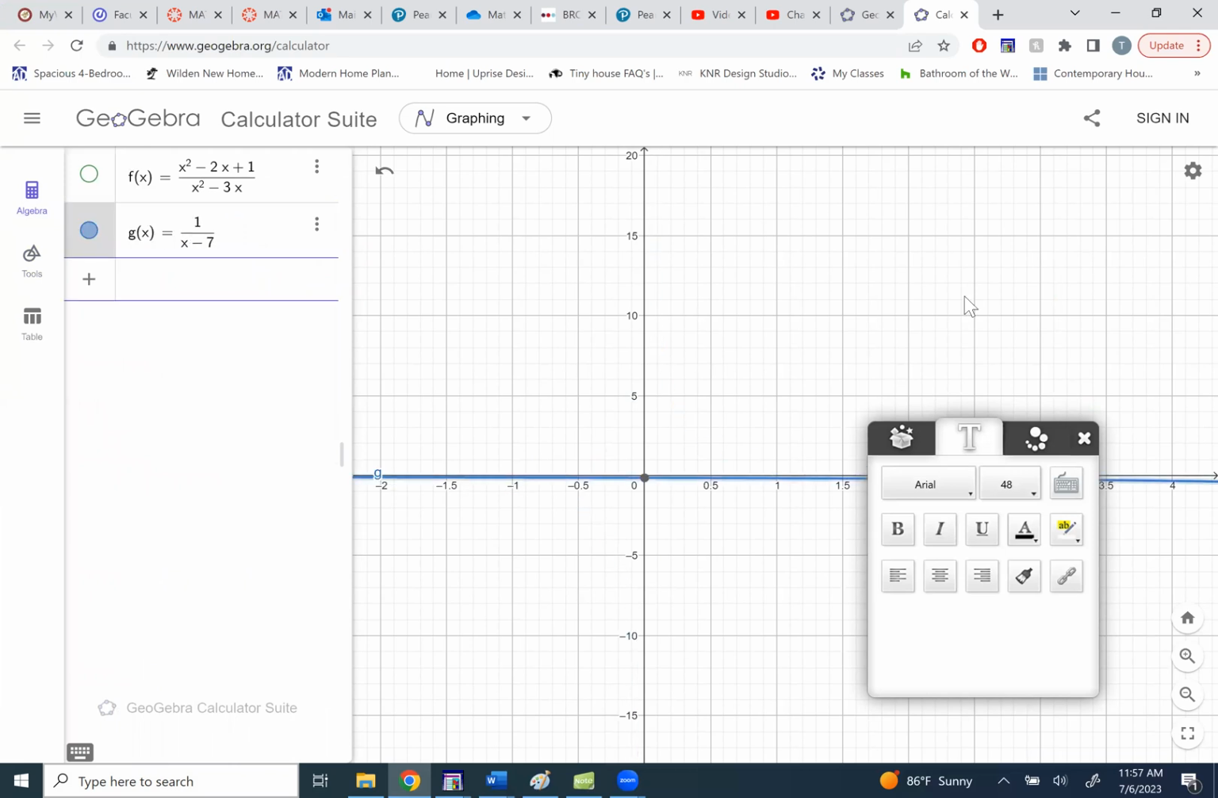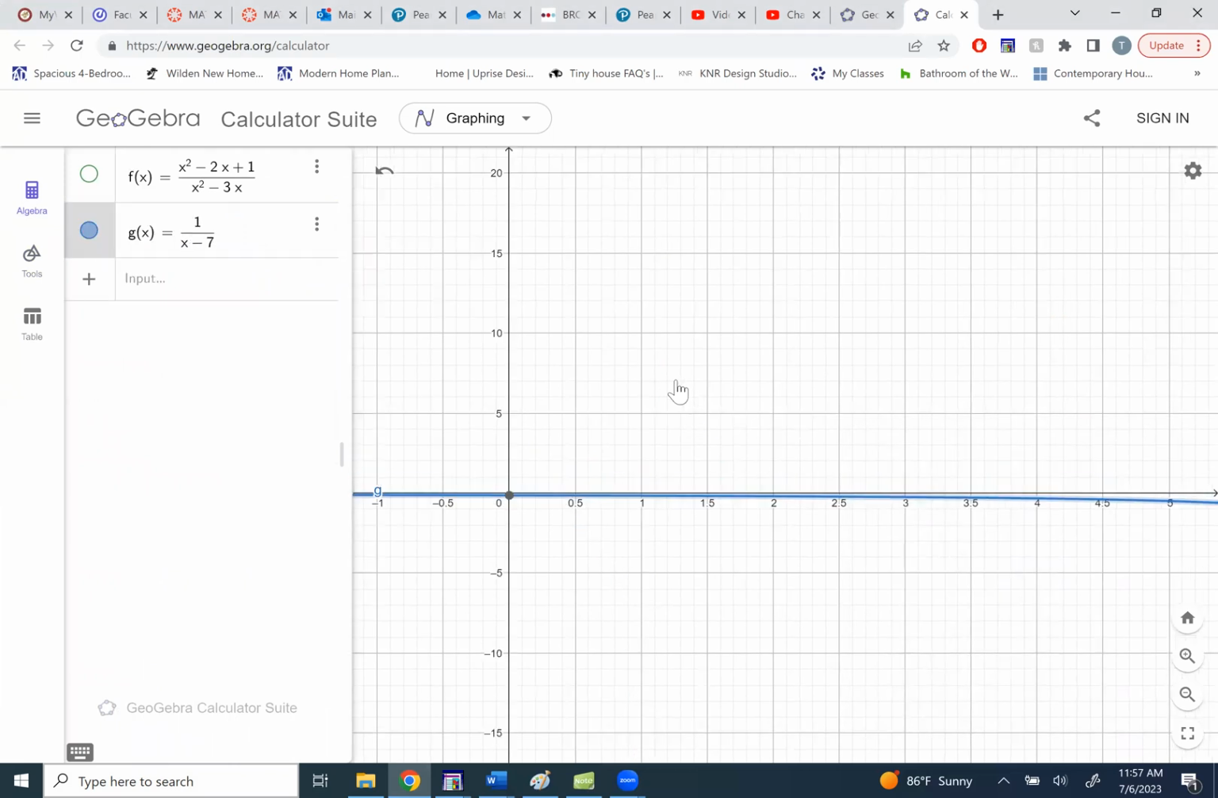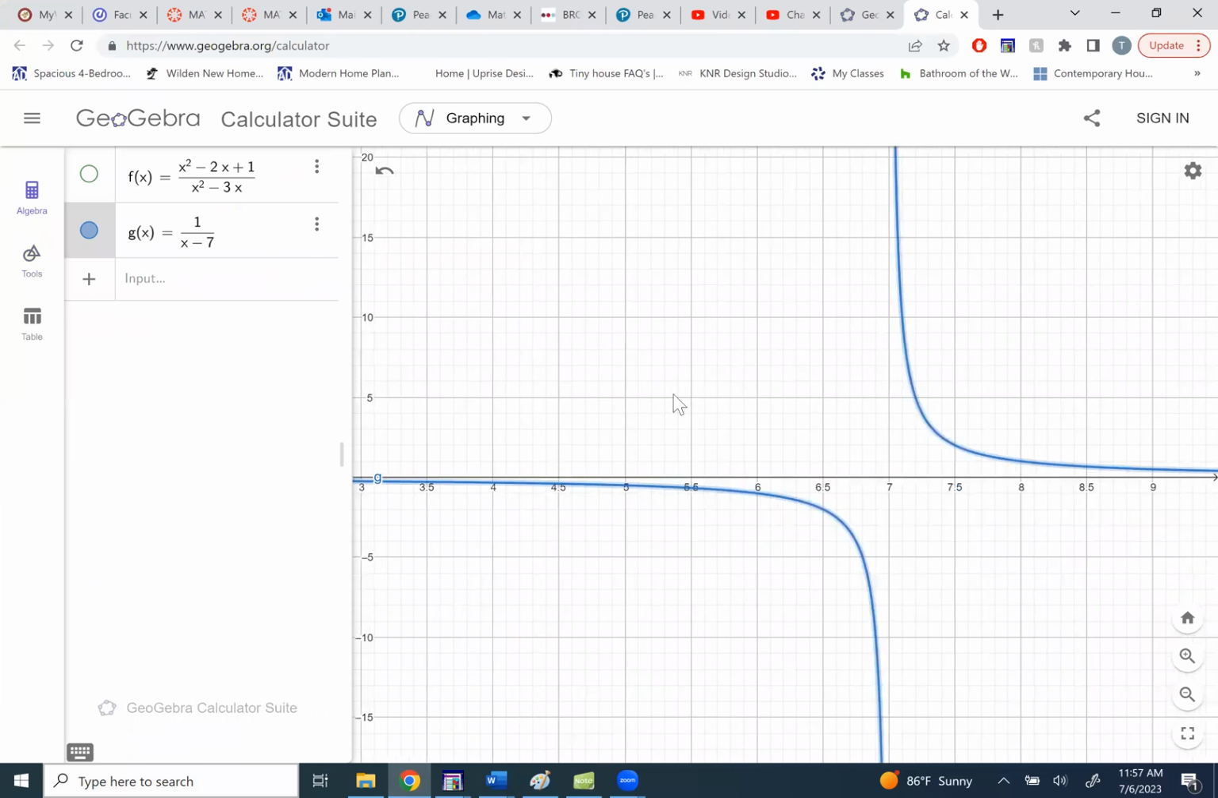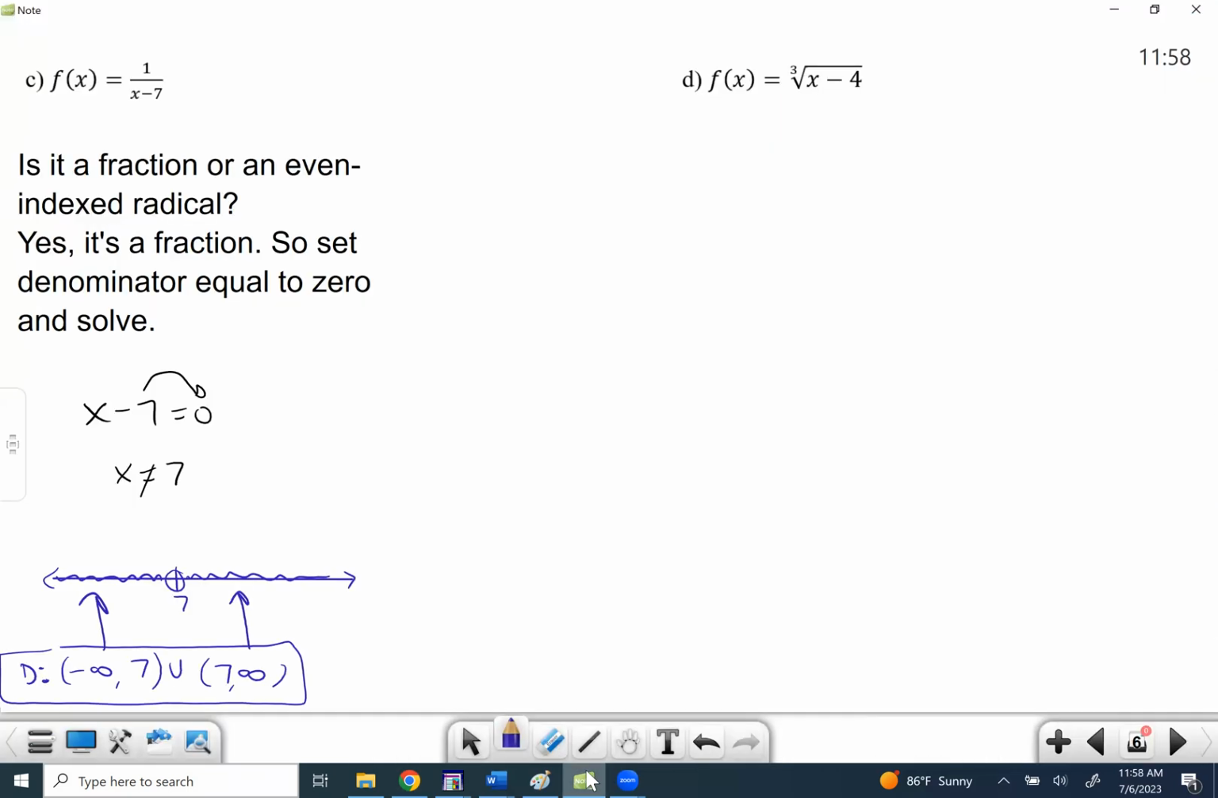So here's what that looks like as a graph. Of course, I'm going to have to pull over. There you go. At 7, we have this big gaping hole, and so we would not get a value out. So let's not plug in 7.